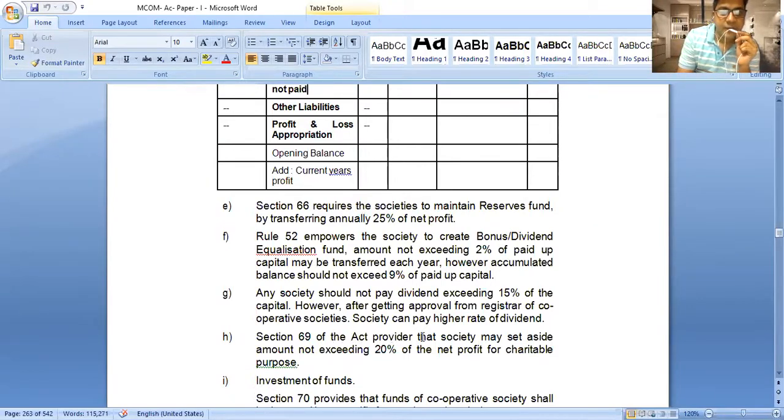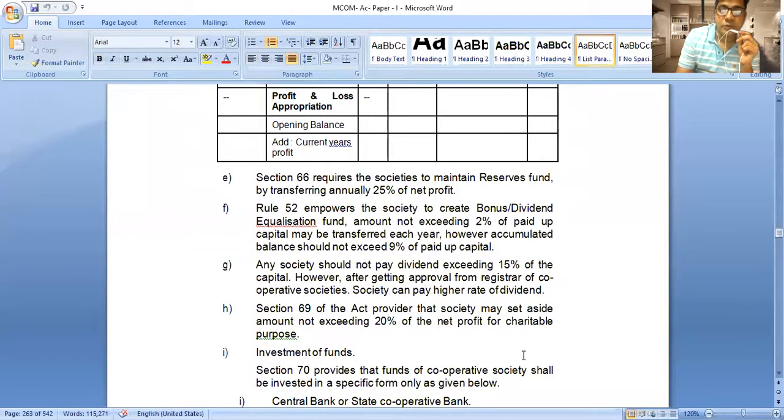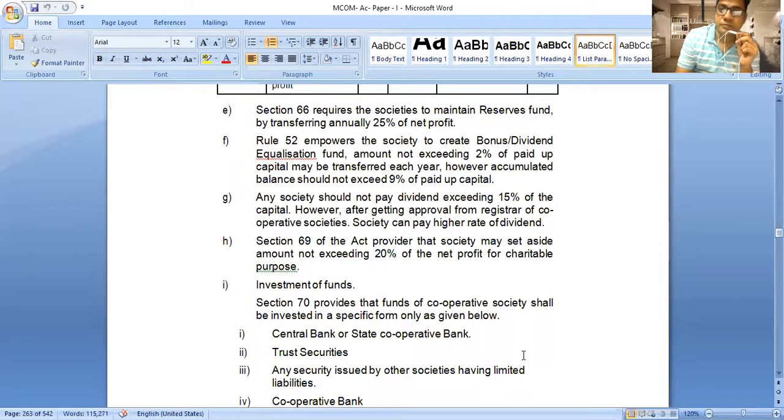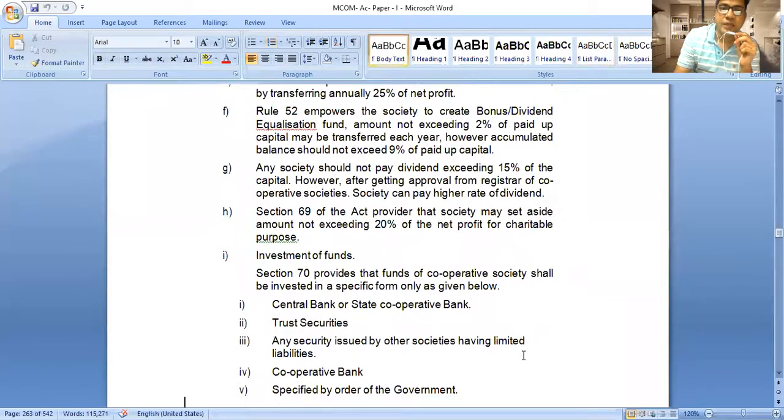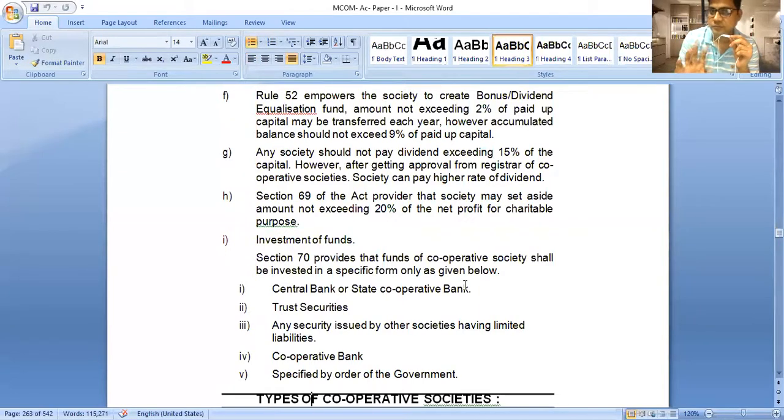Then Section 69 provides that the society may set aside an amount not exceeding 20% of net profit for charitable purposes. Regarding investment funds, Section 70 provides that the cooperative society shall invest in specific forms only. You can invest only in the central bank and state cooperative bank, trust securities, securities issued by other societies having limited capital and limited liability, and cooperative banks, as specified by order of government. So these rules are very important that you have to keep in mind.